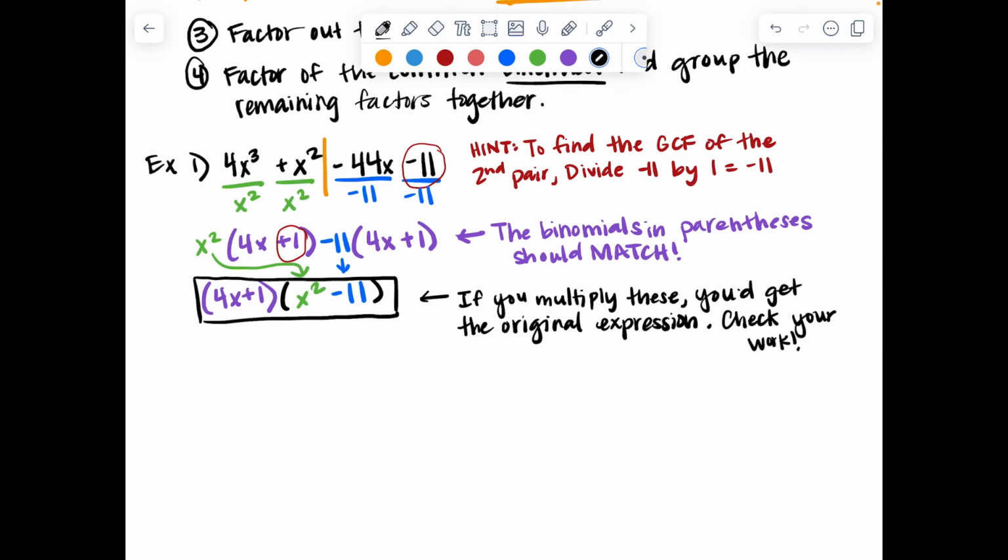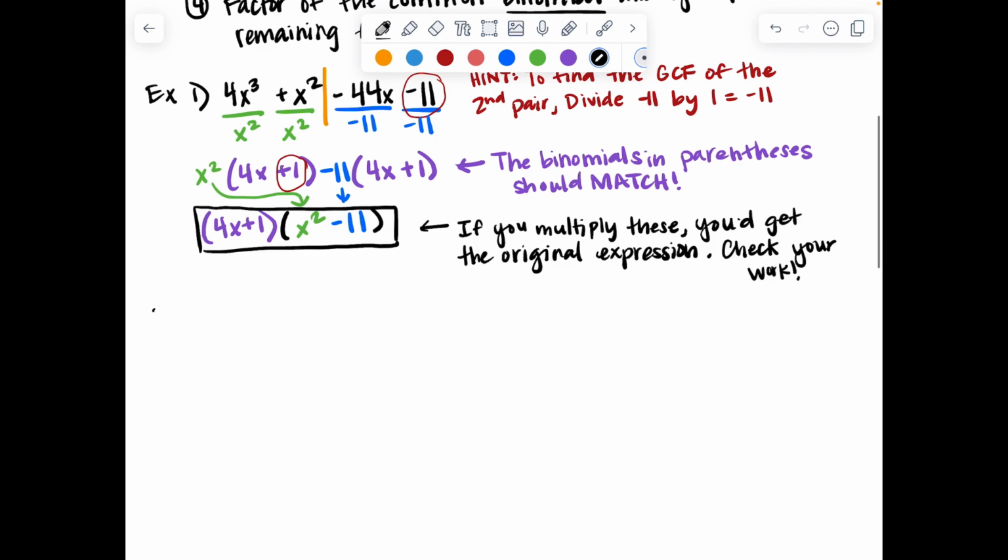Okay, let's move on to another example. All right, so they don't have a common factor for all four terms, so I'm going to split them into two pairs and factor out the common factor for each pair. So I'm factoring out x squared here. And inside the parentheses will be x plus 7.